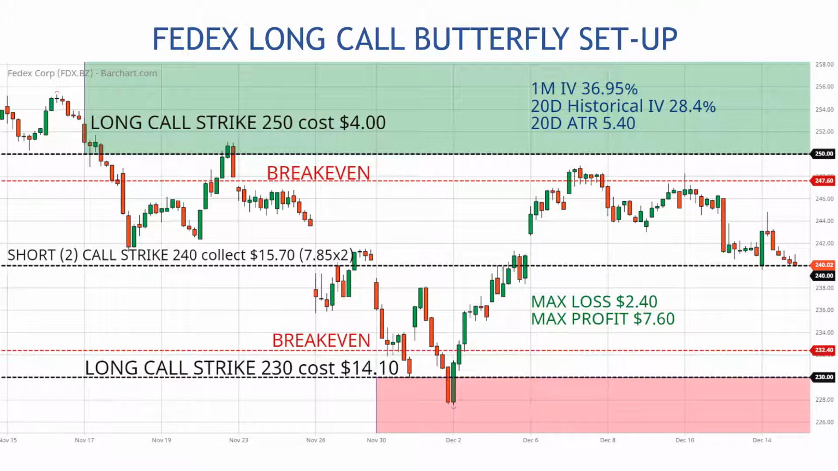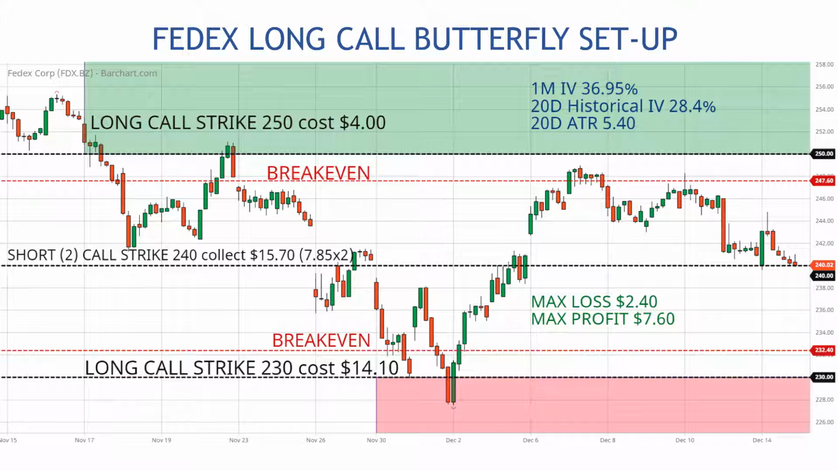Now notice I've added 2 other stats in the upper right-hand corner. Our 1-month implied volatility, 36.95, and our 20-day historic, 28.4. We want to choose those butterflies whose implied volatility is greater than the historical, in that belief that the price is going to land on our middle strike. And thereby, the implied volatility will return to the historical and benefit our strategy.